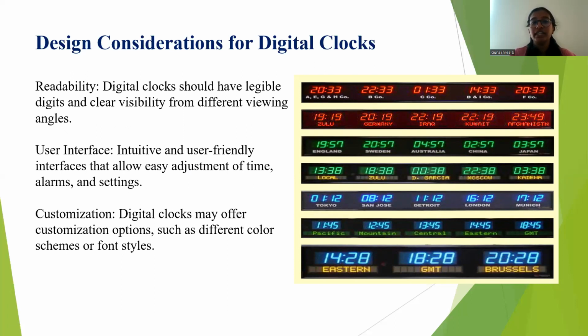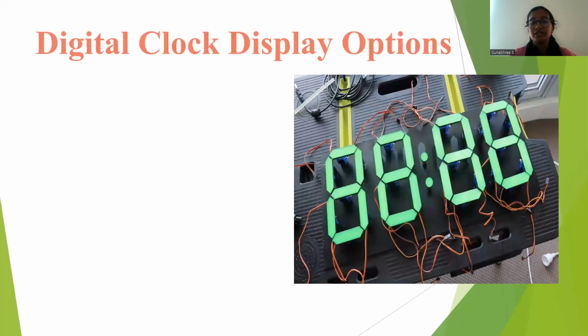Customization. Digital clocks may offer customization options such as different color schemes and font sizes, because each and every user's mind will be different and they will have a different view in their mind, so that if I have to place the clock somewhere, it will be more attractive when I keep it there. And readability is a must. Wherever I stand, the time should be viewed the same by every user, irrespective of the place where they're standing.